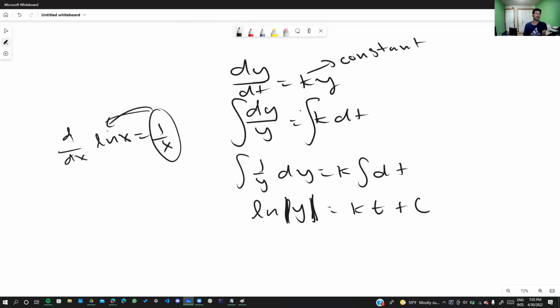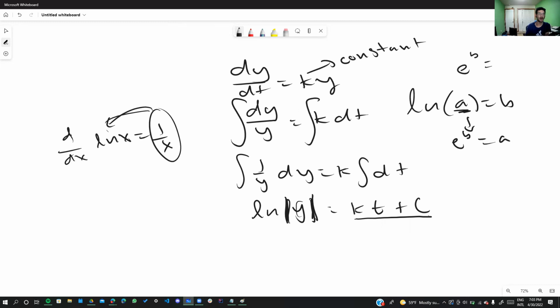So now we have the natural log of absolute value of y is equal to kt plus c. If you know how natural logs work, the natural log of a equal to b is basically saying that e to the b is equal to a. It's like, what exponent do you raise e to in order to get a? So similarly over here, e to the power of kt plus c is equal to the absolute value of y.